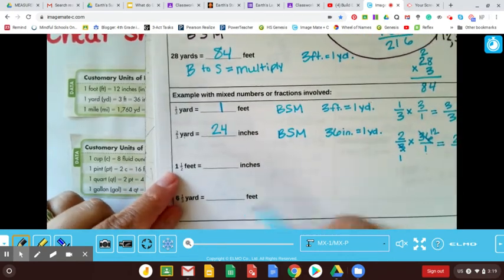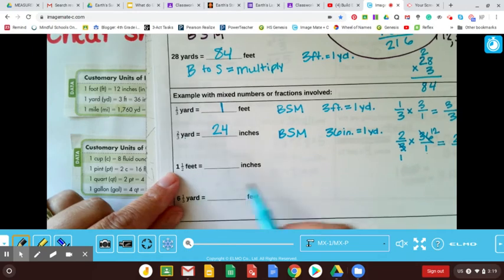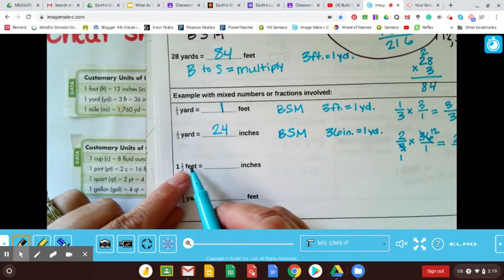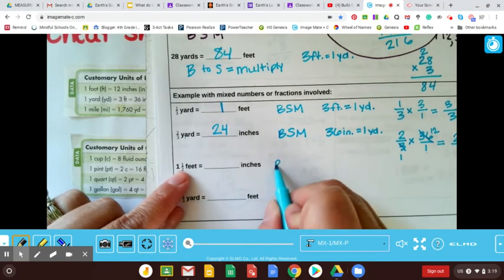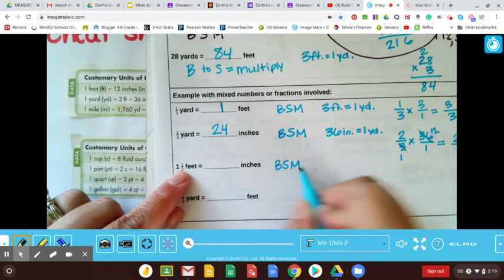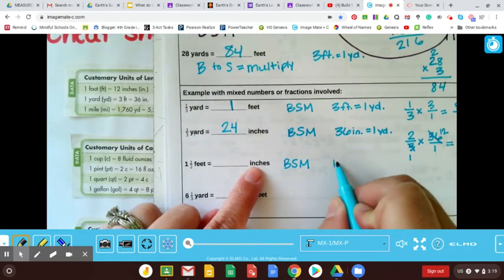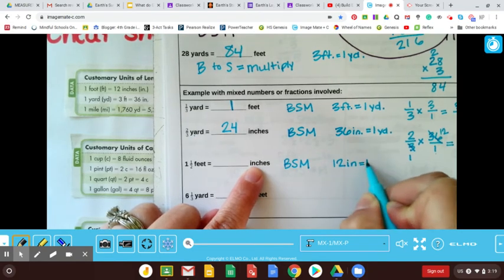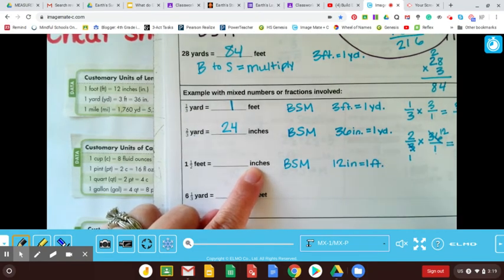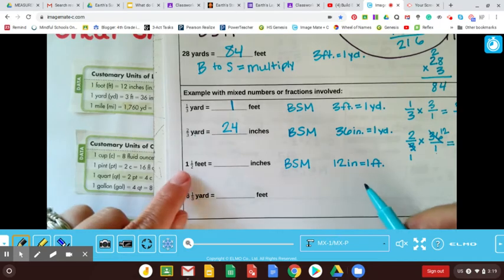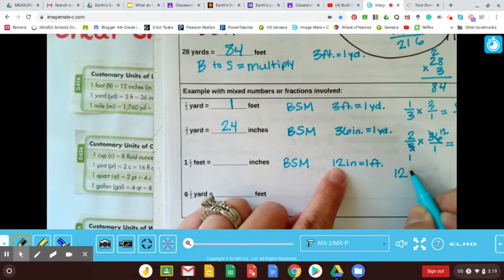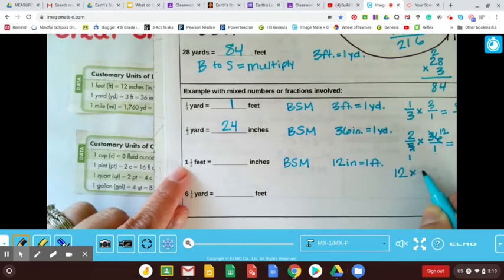Right, let's do 2 more left. 1.5 feet equals how many inches? We're doing feet to inches, big to small, multiply. Well, how many inches are in 1 foot? We know there's 12 inches in 1 foot. All right. So we're going to multiply. We're going to do 12 times 1.5.